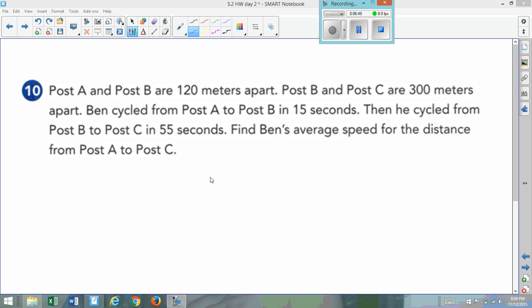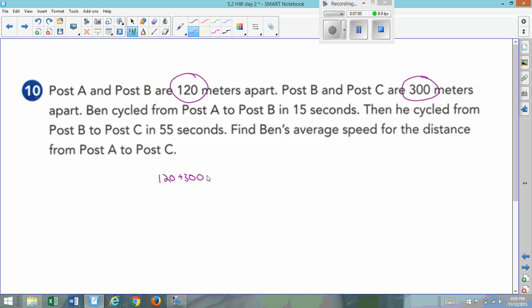What they're really saying here is you got to take your total meters, so that's 120 plus 300. That's going to give you 420 meters. And you got to put that over the amount of time that it took to travel the whole distance. So it's 15 and 55. That's going to give you 70 seconds. Now, basically you need to reduce from there. So how many times does 70 go into 420?